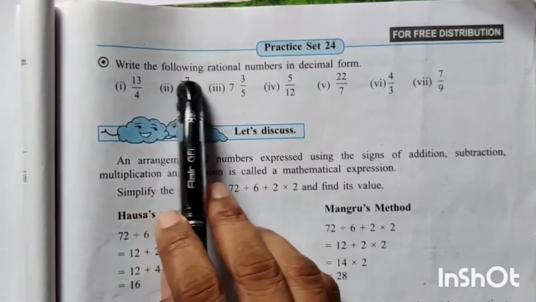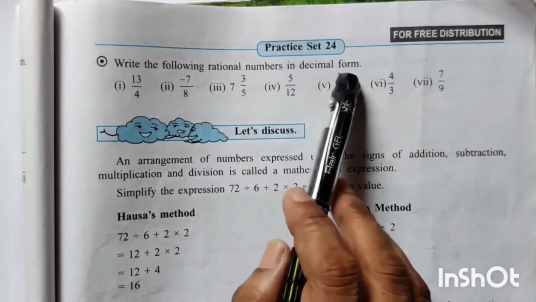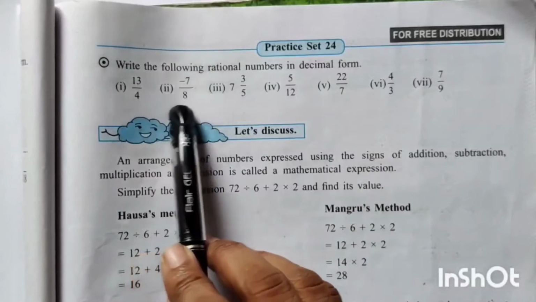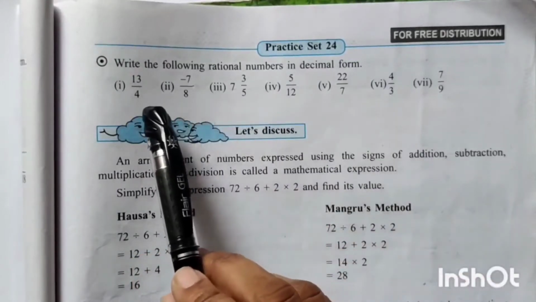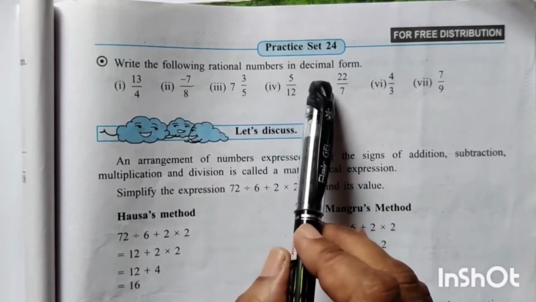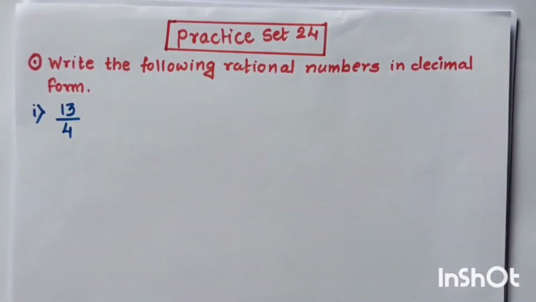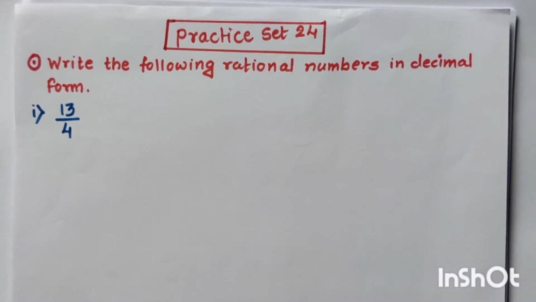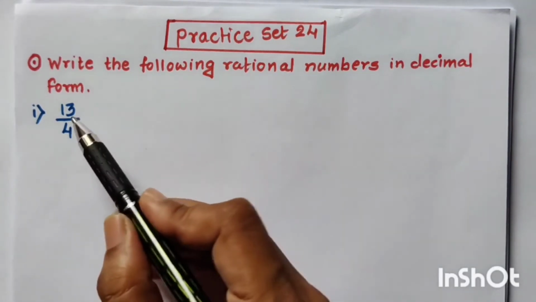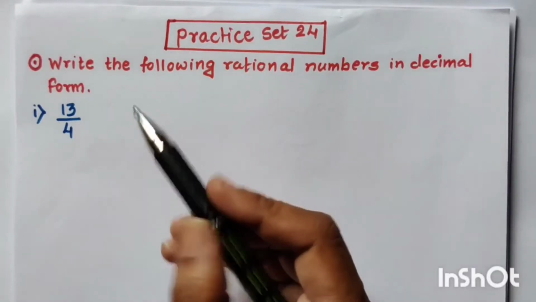The question is, write the following rational numbers in decimal form. We have been given rational numbers and we have to convert them into decimal form. So let us see how to solve these sums. The first sum is 13 upon 4, with 13 in the numerator and 4 in the denominator.